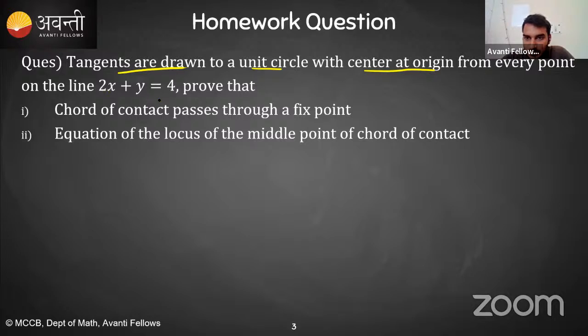Just give me 1 minute. Okay. Is this clear? Am I audible? Students, am I audible?